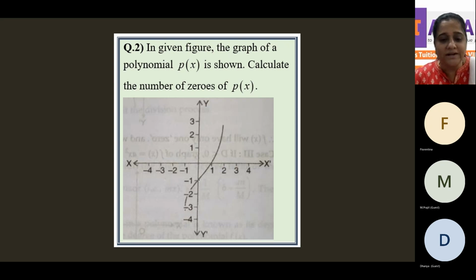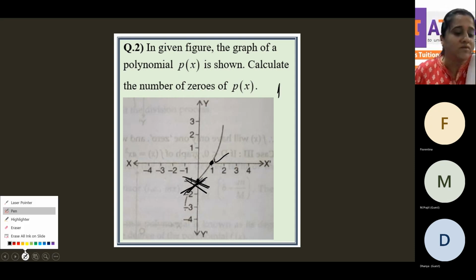Now this graph intersects the y-axis here and the x-axis here. Leave where it intersects the y-axis. That's not relevant to us. Don't consider where the graph intersects the y-axis. Where does the graph intersect the x-axis? Here, at only one point. So the number of zeros this polynomial has is 1. The graph of this polynomial has only 1 zero.